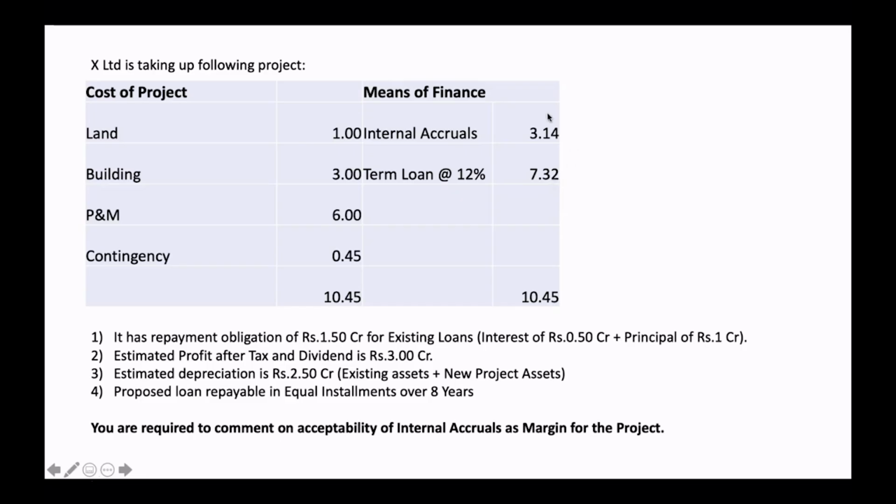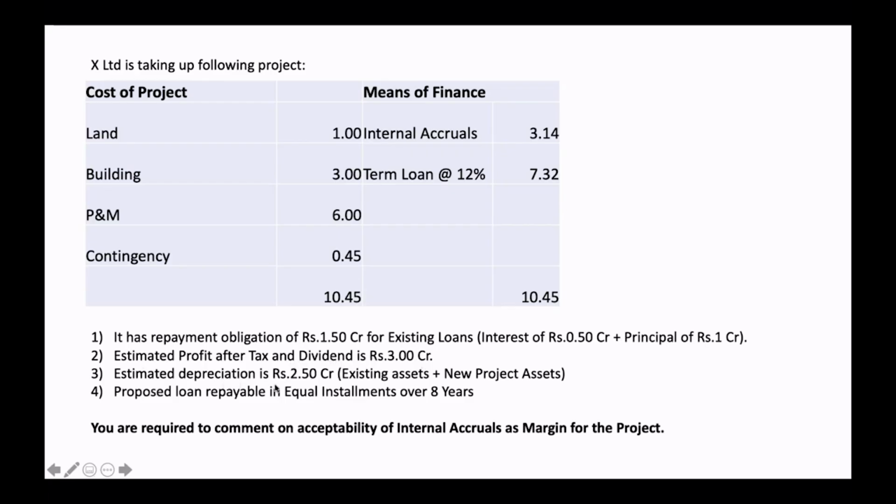And the balance is supposed to come from them as margin, and they say that they are going to meet the margin out of internal accruals. Internal accruals are nothing but the cash profits. So cash profits 3.14 crore, so that makes 10.45. And you also have additional information that this firm, X Limited, has a repayment obligation of 1.5 crore for existing loans. The breakup is interest of 0.5 crore and principal of 1 crore. And you also have information about their estimated profit after tax and dividend, which is 3 crore.